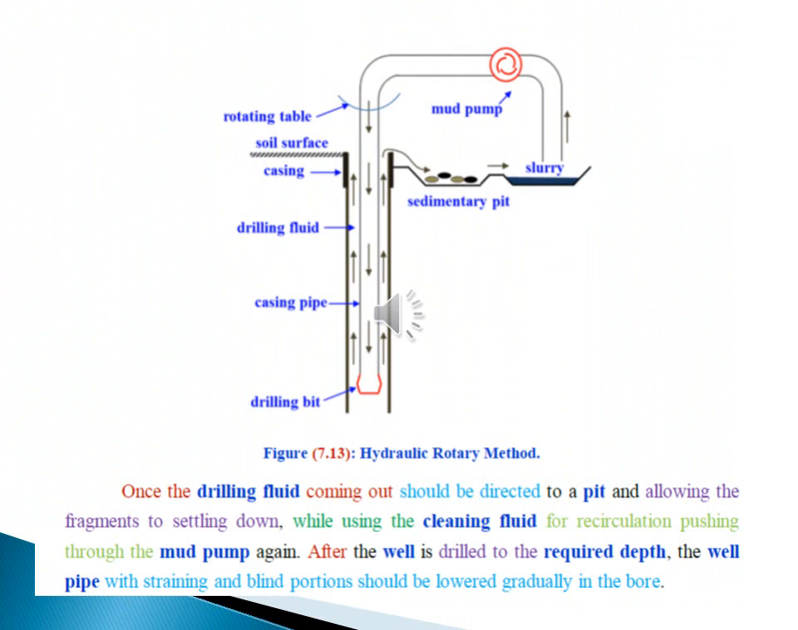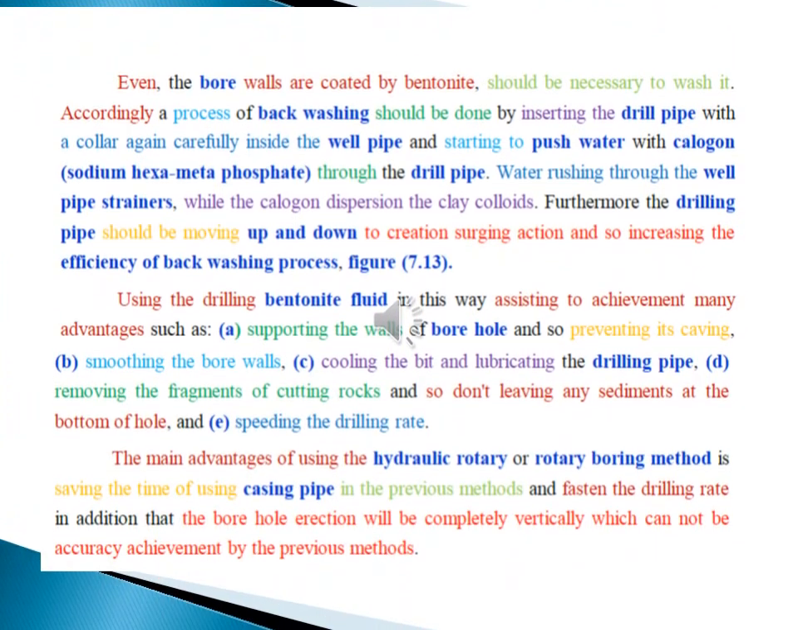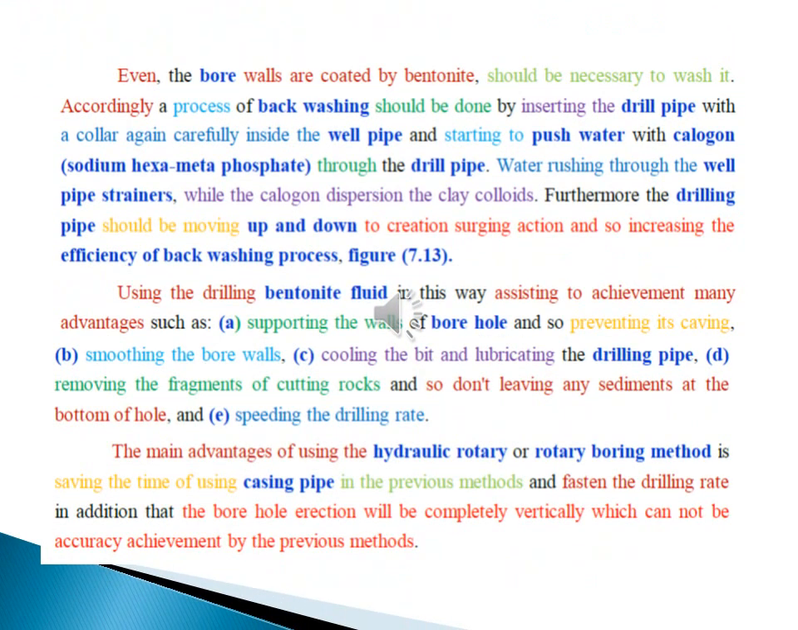Figure showing and explaining the hydraulic rotary method. Even if the bore walls are coated by bentonite, it is necessary to wash it. Accordingly, the process of backwashing should be done by inserting the drill pipe with a collar again carefully inside the well pipe and pushing water with sodium hexametaphosphate through the drill pipe, as shown in the enclosed figure.